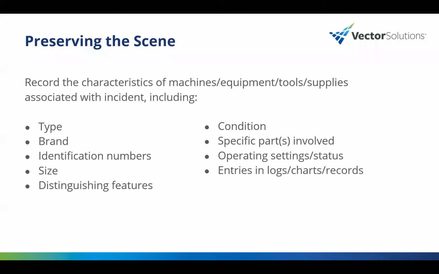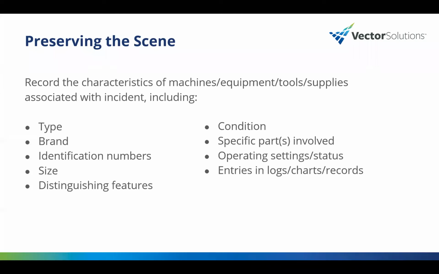Here is some information that you should gather when you preserve the scene. If there are machines and equipment and tools and supplies or vehicles, here is all of the information that you can collect about the materials and conditions. Now with technology, there are probably so many logs, charts, and records. A lot of machines may have their own charts and records. Vehicles may have tracking devices as well. And so those are all good pieces. There might be additional cameras to look at in other systems.